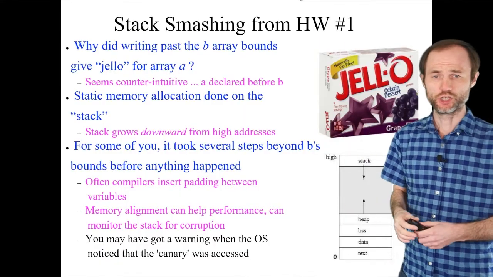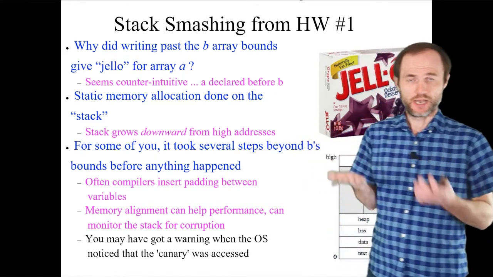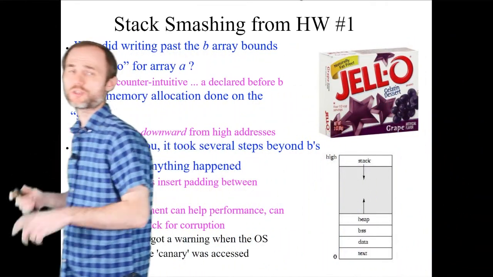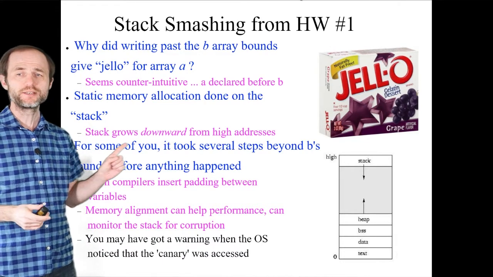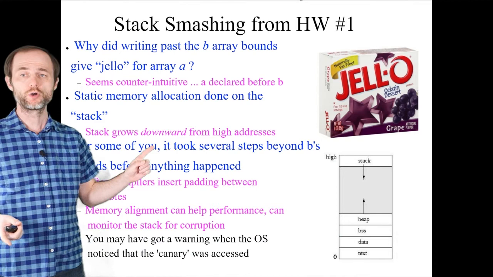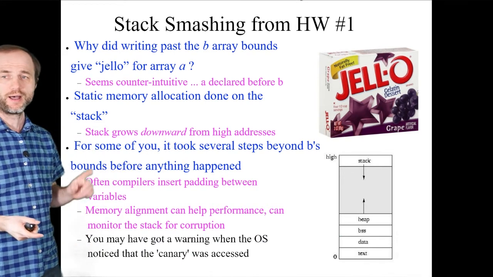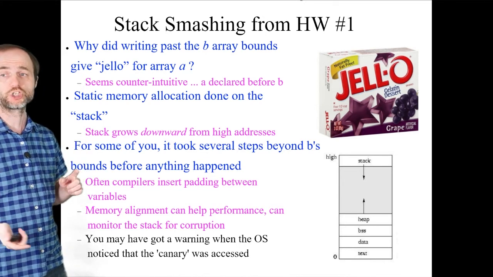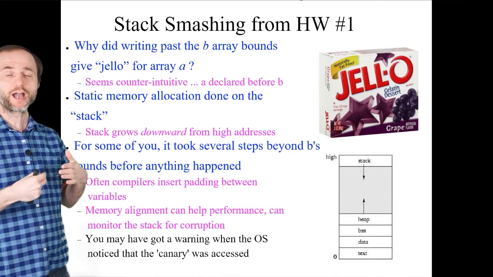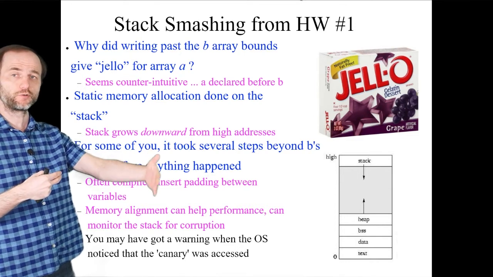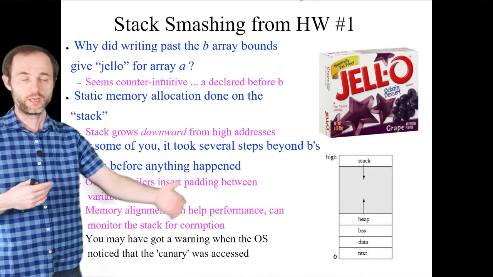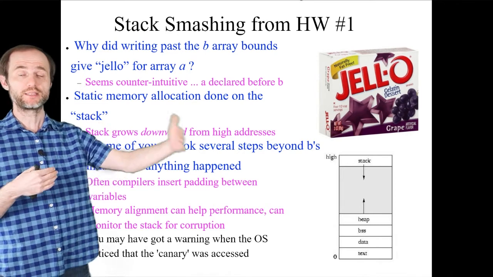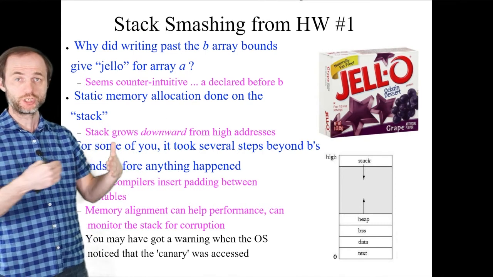So how did we get jello? Well, of course it seems counterintuitive that we declared A before B, but that's because static memory allocation is done on the thing called stack. And stack, typically, there are exceptions in some cases, grows downwards from high addresses. What is happening on my machine might not represent what happens on your machine, because for some of you, you actually needed to step outside of the B array by a few bytes in order to traverse the gap between the B array and the A array in memory. In my machine, this gap didn't exist.